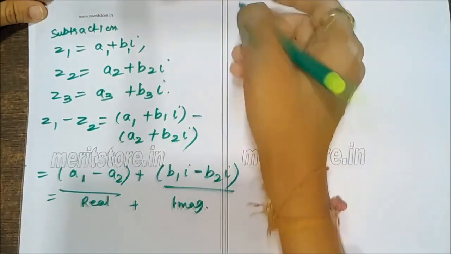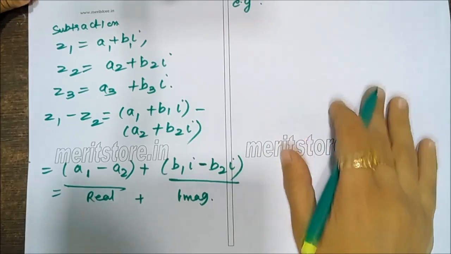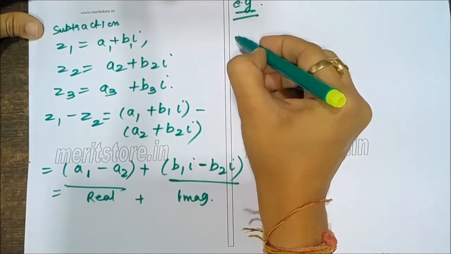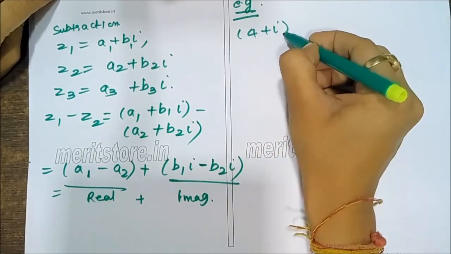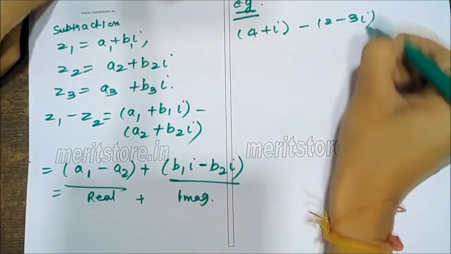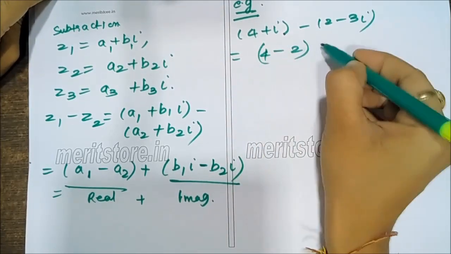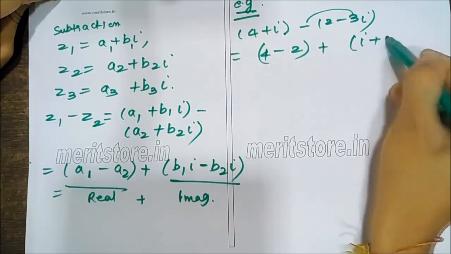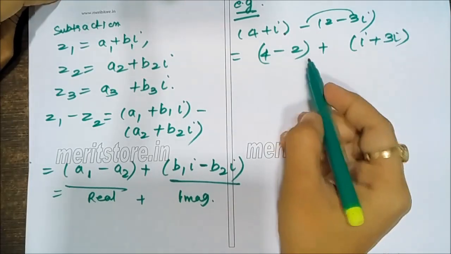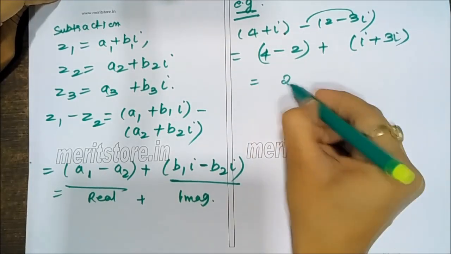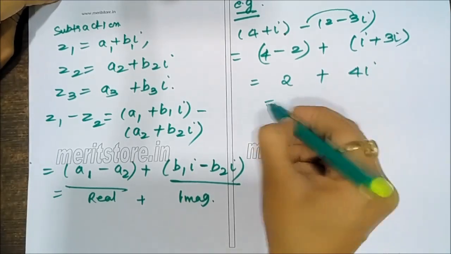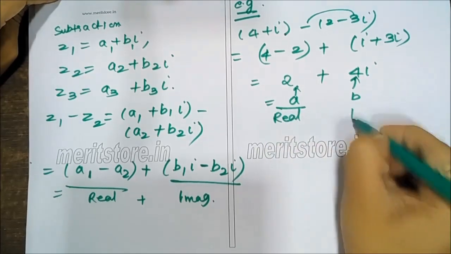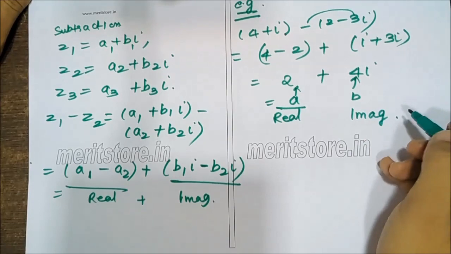Example. 4 plus i minus 2 minus 3i, that is 4 minus 2 plus i, here the sign will change, minus minus will become plus. So 2 plus 4i, that is a, and your b is 4, real part and imaginary part. Clear till here?